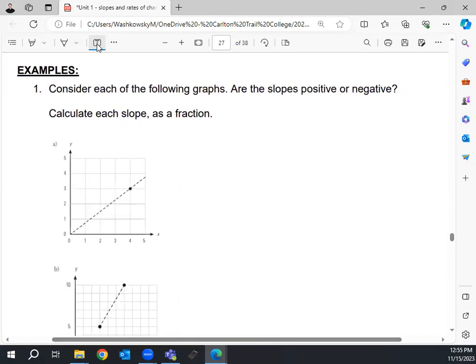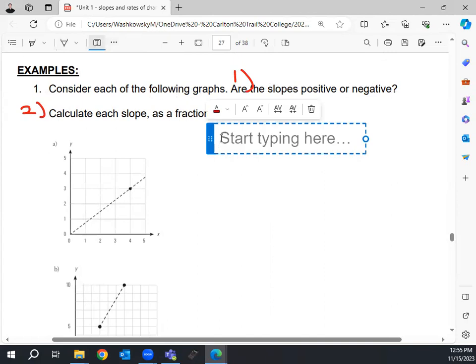So if I'm looking at this question, first off, the question's asking us to consider each of these graphs. There are 3 of them. Are the slopes positive or negative? And then it wants us to calculate each slope. So this is asking us 2 questions: 1, are the slopes positive or negative? And 2, what is the slope? So first off, is this one positive or negative? Positive. How come? Going left to right, it's going up. Yeah, it's going up as we go left to right, so it's going to be a positive slope. You bet.